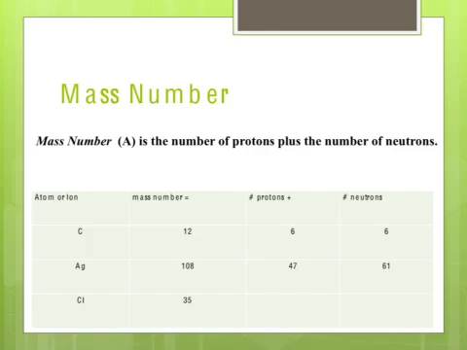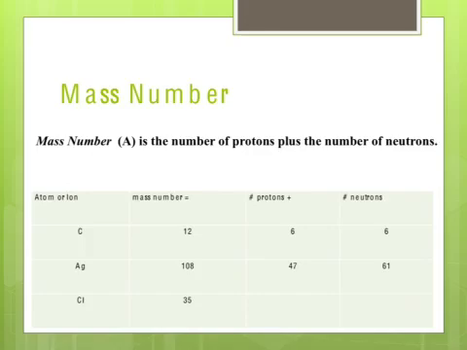So in order to get the mass number, you take your protons and add them to your number of neutrons. So let's take a look at carbon. In the example below, carbon has a mass number of 12. How did I know that? Well, I knew that it had 6 protons and 6 neutrons. So if I add those up, I get 12.